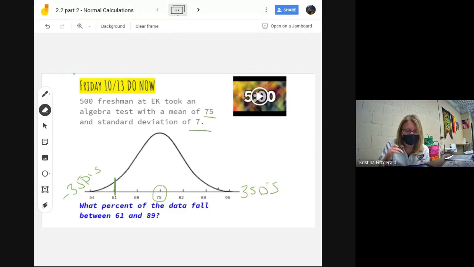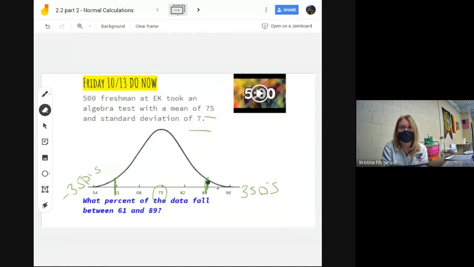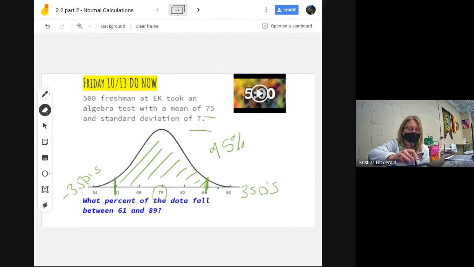For our question, we want to examine, are we at some special points? We decided we were at 2 standard deviations each way. So the pattern that we get is 95% of the data is within 2 standard deviations. So the percent of freshmen at EK that took this algebra test and scored between 61 and 89 is 95%. That's how we would find that, using what we did yesterday.